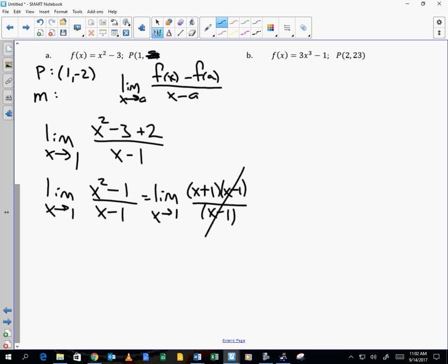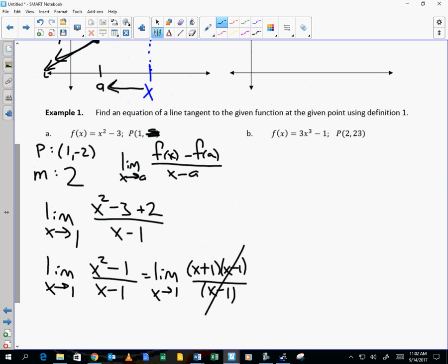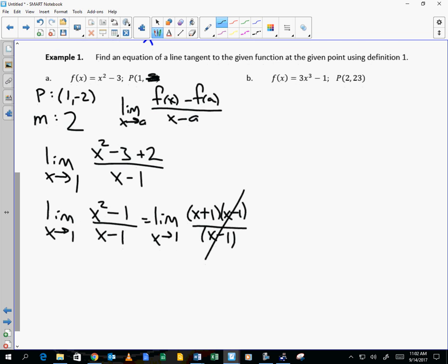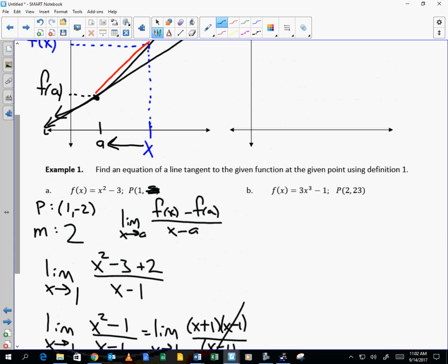If we were to fill the discontinuity, what would the value be? 2. That happens to be the slope. So every time we talk about a line tangent at a single given point, we're always talking about a removable discontinuity that we then fill. Whatever you fill it with, that is the slope every single time. The calculus is beautiful.